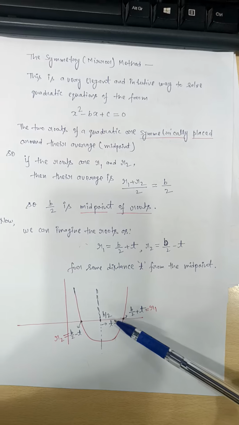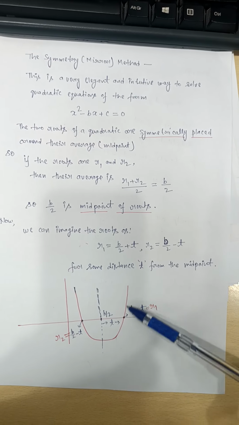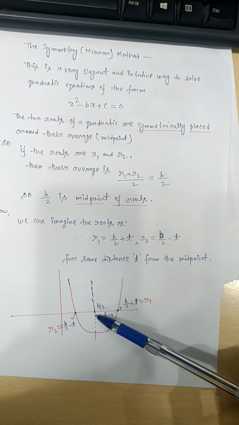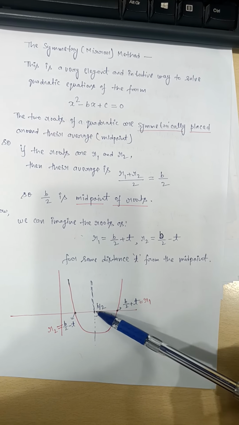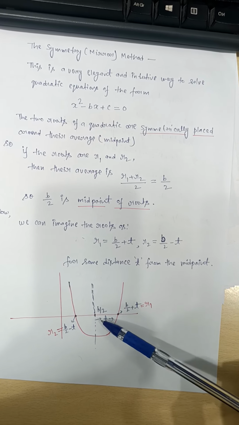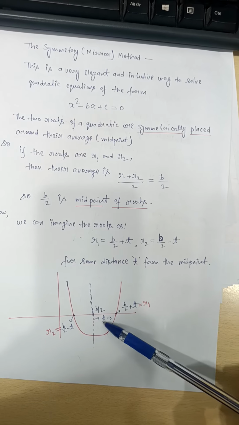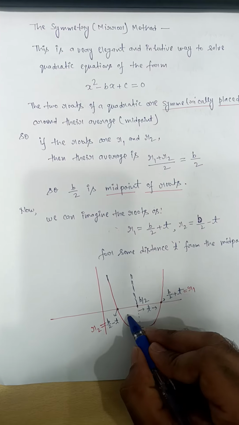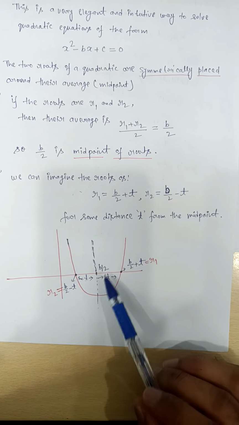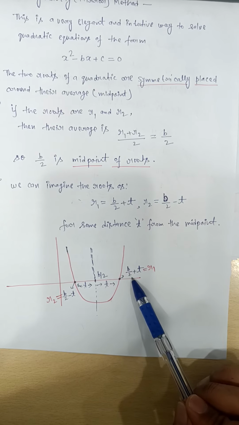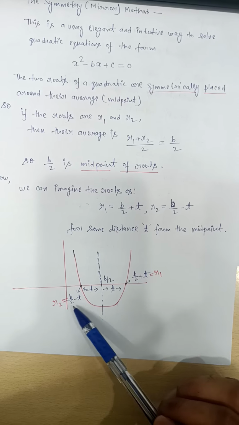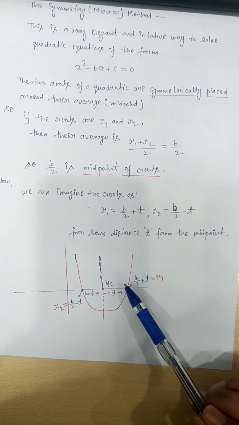Now we can see this graphically also, because this is a graph for a quadratic. This midpoint is the symmetry, meaning this is the average of the roots, and that is equal to b by 2. Now if this distance is t, because both distances will be t since it is symmetric, then r1 is equal to b divided by 2 plus t and r2 is equal to b divided by 2 minus t. So these two are the roots of a quadratic equation.